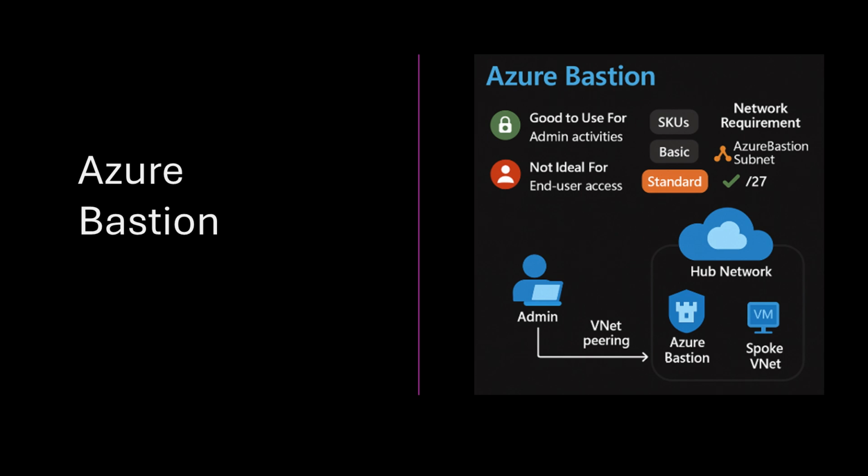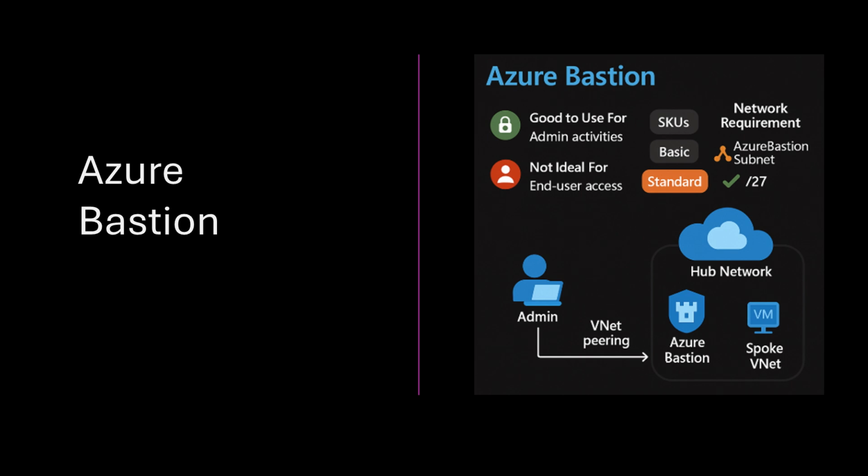To deploy Azure Bastion, make sure you have a dedicated subnet named AzureBastionSubnet, sized at least /27. Your NSGs must allow inbound TCP on port 443, and while your target VMs don't need public IPs, DNS resolution should be functional if you plan to connect using host names.